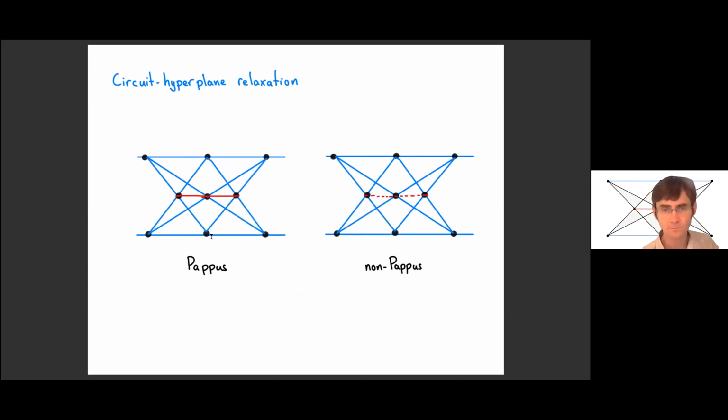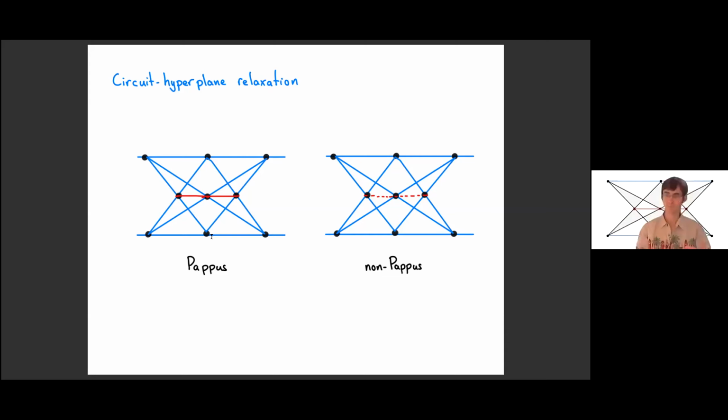So in general, we know that circuit hyperplane relaxation doesn't behave nicely with respect to representability. For example, going from the Pappus to the non-Pappus: when you take a circuit hyperplane in the Pappus and relax it, you get a non-representable matroid. But what's more surprising is that over small fields, if you relax a circuit hyperplane, the matroid you get really doesn't want to be representable in some sense.